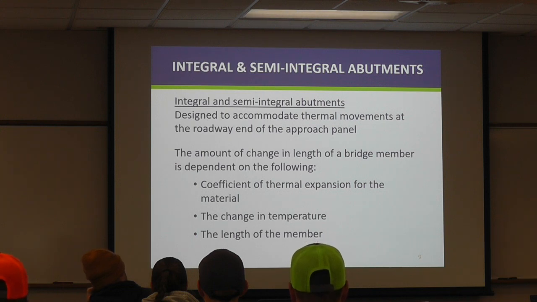Integral and semi-integral abutments are a little bit different in that they accommodate the thermal movement at the roadway end of the approach panel. So you have the bridge, then you'll have a 20-foot approach panel, or sometimes more, depending if you have to square off. And that's where your joint would be.